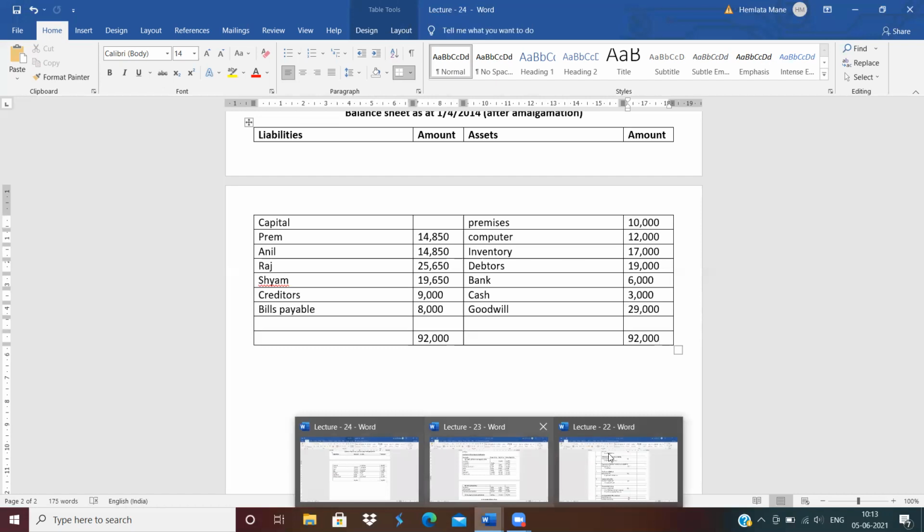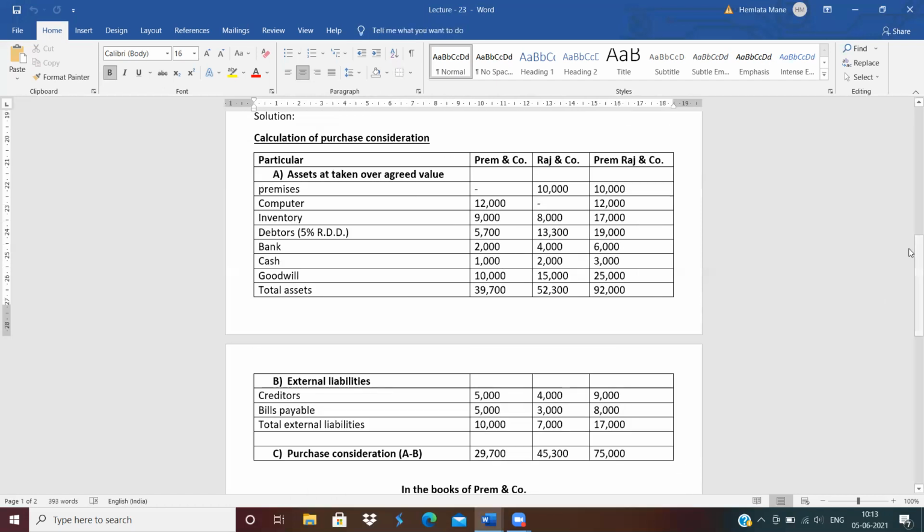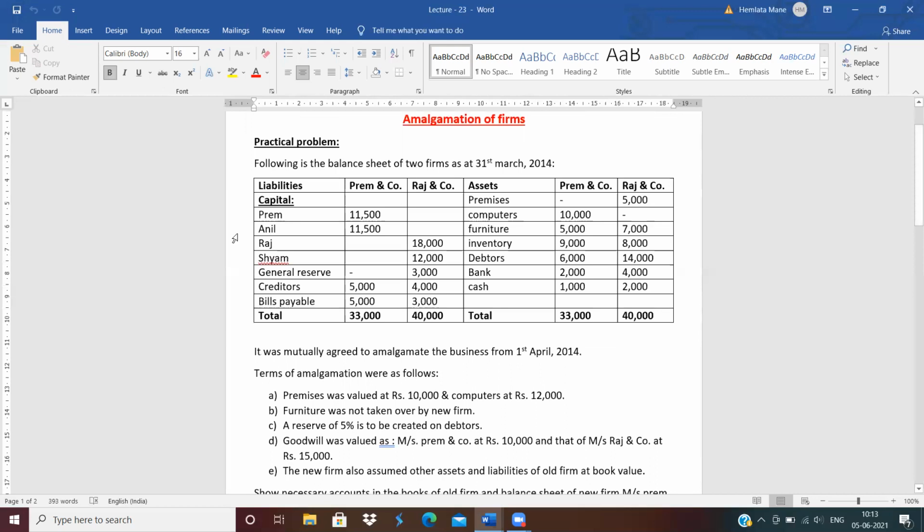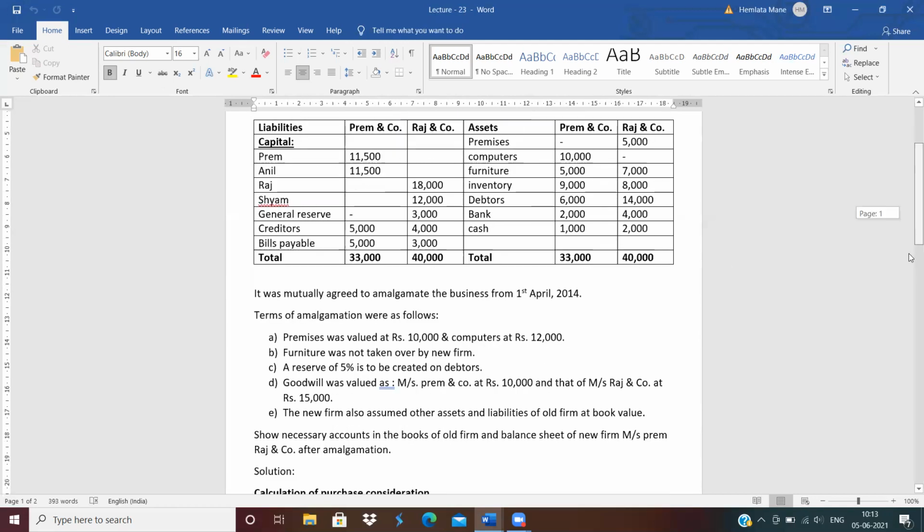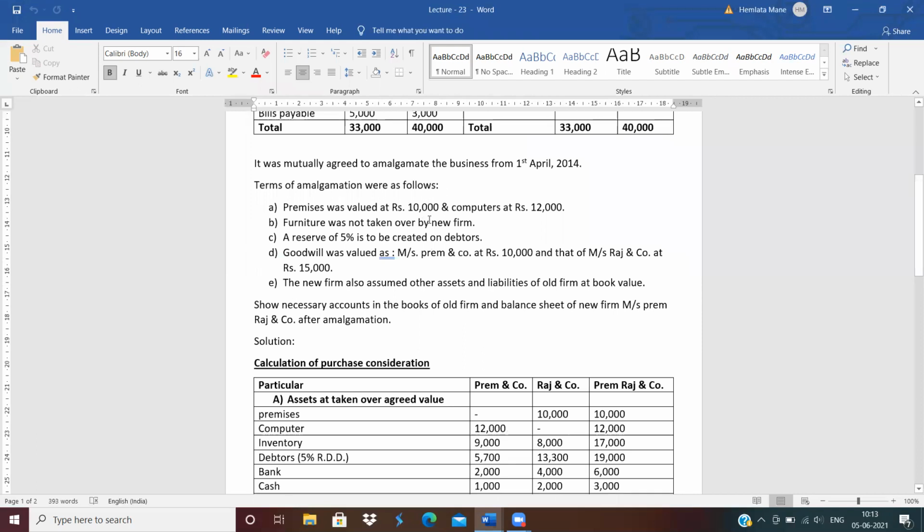Now again, I explain the problem from the start. See carefully. Our question is the old balance sheet of two firms, Prem and Raj company, which is already given in the question. Also, some adjustments are given. For premises, value is 10,000 and computer's value is 12,000. Furniture is not taken over by the new firm, so don't write the furniture in the purchase consideration. The assets and liabilities which are not taken over by the new firm should not be written in the purchase consideration.